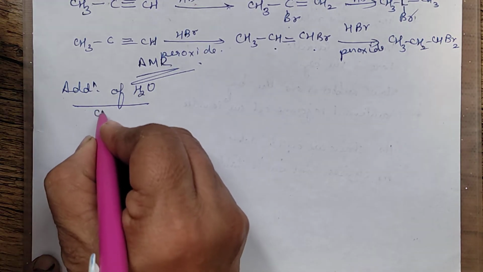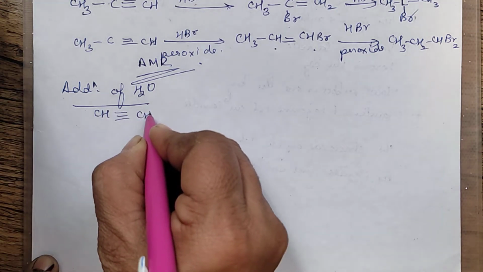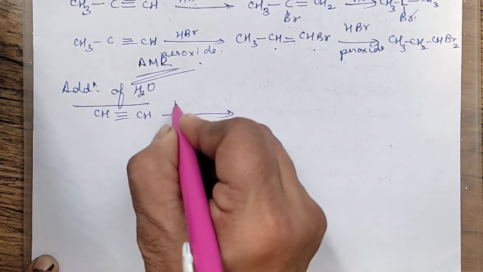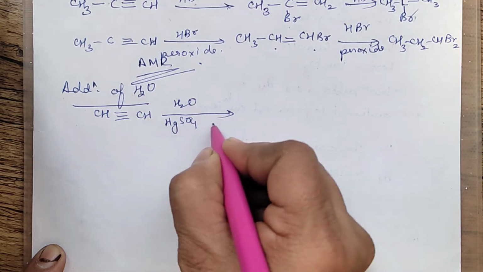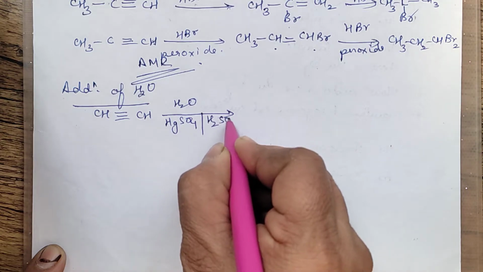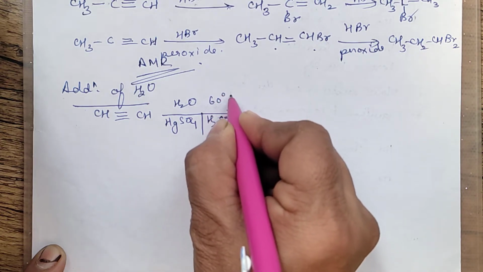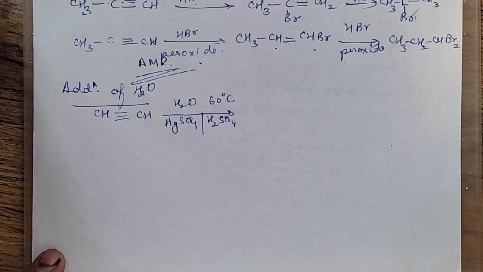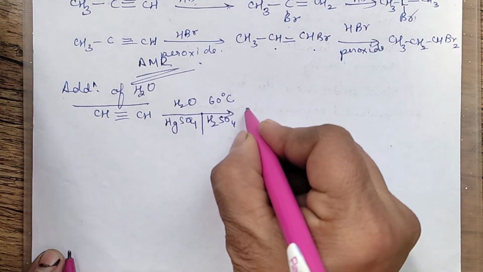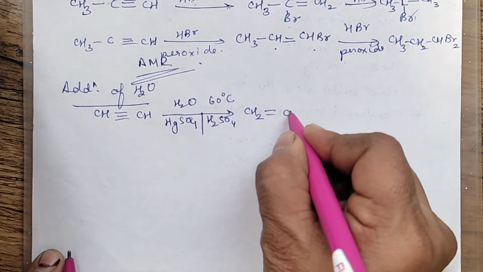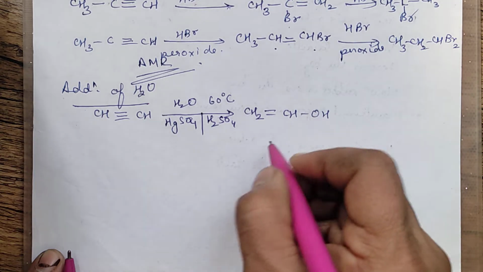So suppose we are considering ethyne and water is to be added on. The reaction occurs in the presence of HgSO4, H2SO4 and 60 degrees Celsius. You can write in Kelvin, it will be 333 or 60 degrees Celsius. So this is a symmetrical alkyne. So when symmetrical alkyne, H, OH, either way it is the same thing. So you will have CH2 double bond CHOH. You will get this product.